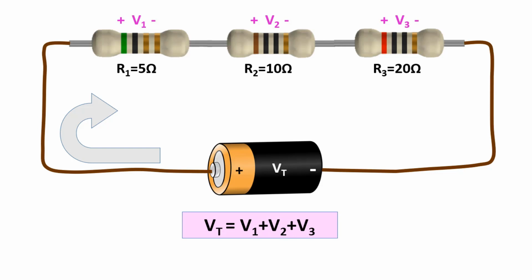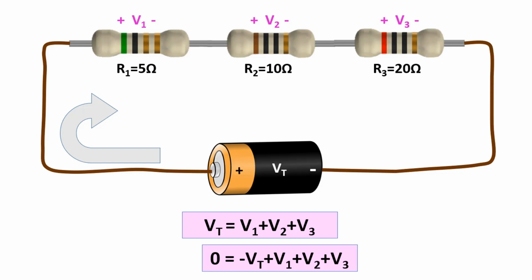In this formula, if we assign the value of Vt to the right side of the equation, it will be negative Vt plus V1 plus V2 plus V3 equals 0. So, from this formula, we can say the following. The sum of all voltages in a circuit is equal to 0. Kirchhoff's voltage law is basically like this, folks.